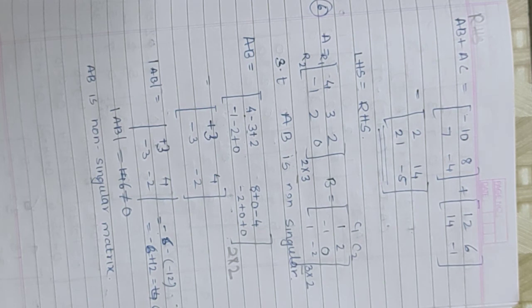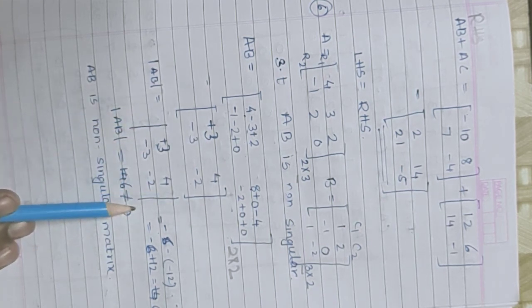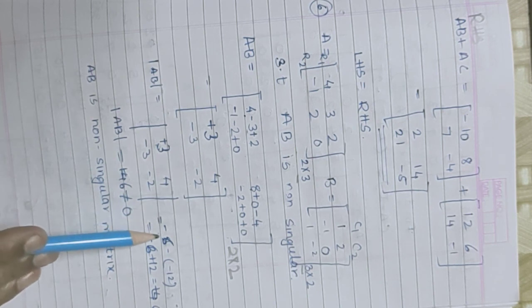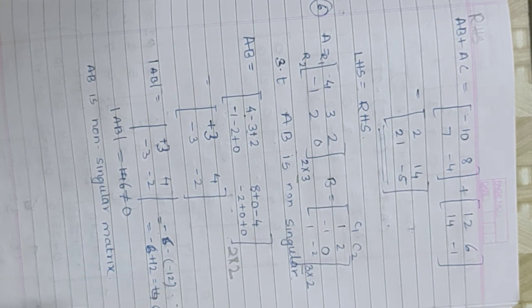Now we have to show that this matrix is non-singular. So first we will write it in the determinant form. Solve it. 3 into minus 2 is minus 6. Middle minus 6. 4 3s are 12, that is minus 12. So minus 6 plus 12, this is 6. So we got the value of determinant is 6, which is not equal to 0. So AB is a non-singular matrix.